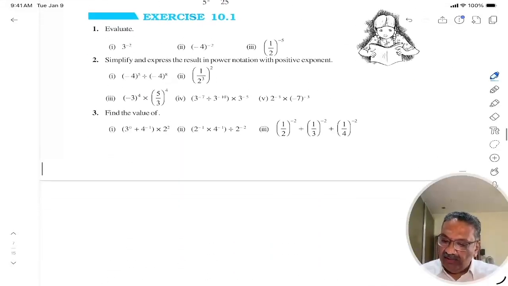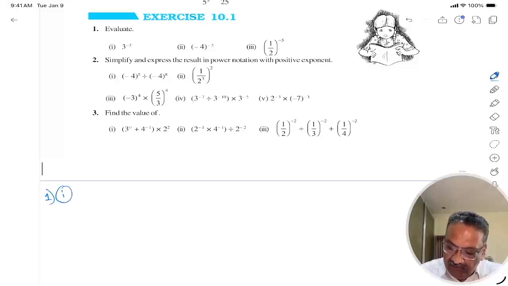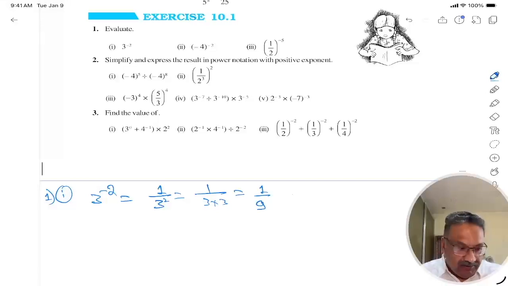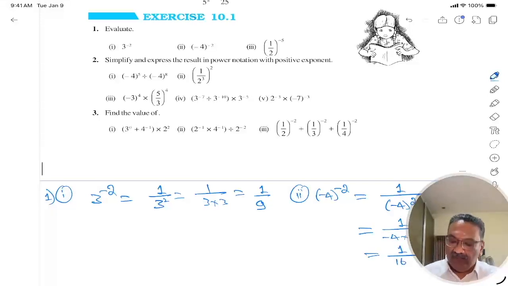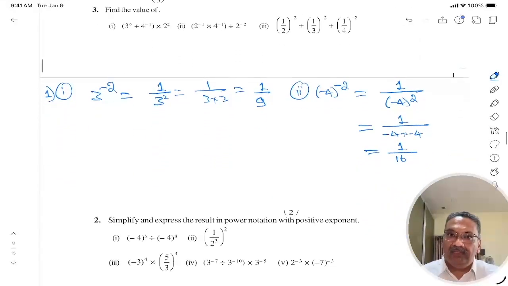Okay, next let us come to the exercise chapter. Exercise 10.1, first one, evaluate. First one, evaluate 3 to the power of minus 2. This is equal to 1 by 3 square, is equal to 1 by 3 into 3, is equal to 1 by 9. Okay. Similarly, we have the second one, minus 4 to the power of minus 2, which is equal to 1 by minus 4 to the power of 2, which is equal to 1 by minus 4 into minus 4, is equal to 1 by 16. Okay, 1 by 16.